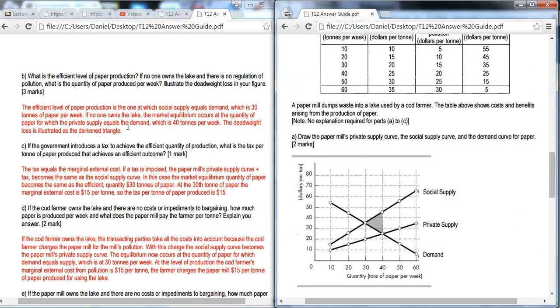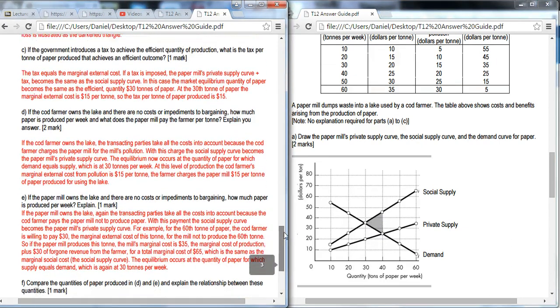It then says illustrate the deadweight loss in your figure. As I said a moment ago, the way you do this is to compare the socially efficient output point, which was here, 30, with where you're actually going to produce, which is at 40, and look at what happens when you produce that extra amount. If we produce 40 instead of 30, then the cost to society is going to be higher and higher, and the benefit to society is going to be lower and lower. So the deadweight loss is the difference between the cost to society and the benefit to society of that extra 10 units. So this grey triangle is the deadweight loss.